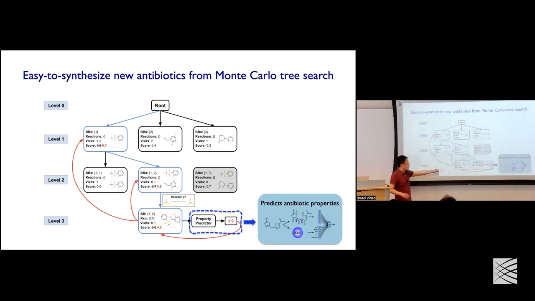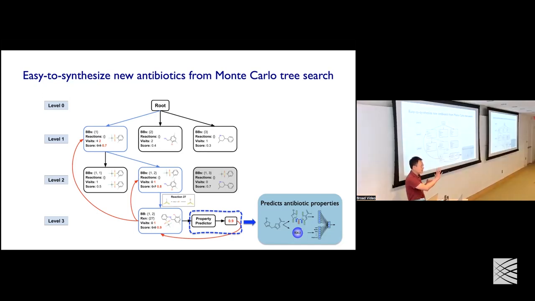So this property predictor is going to compute a score to say, okay, this generated molecule is likely to be effective. Then that score can be backpropagated through this rollout, through this path, to update the scores for the individual fragments. Similar to these reinforcement learning ideas, where you can propagate these scores as a way to make this search much more efficient.